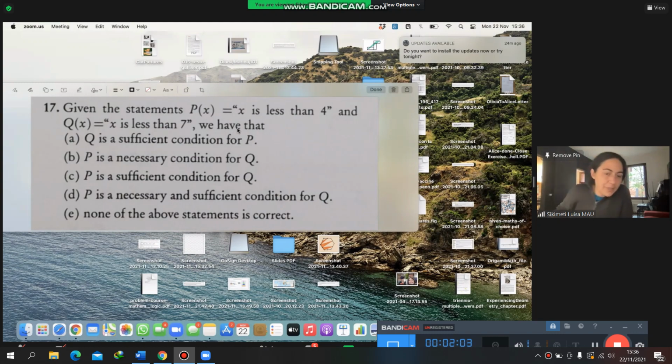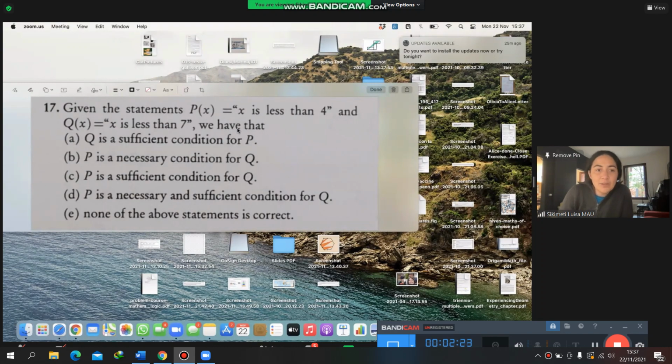And then C, P is a sufficient condition for Q, means that if P is true, then Q is true. And then P is a necessary and sufficient condition for Q means that they're equivalent. The conditions P and Q are equivalent.